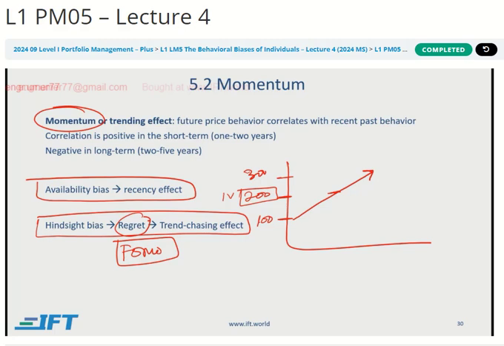And then what happens is that it comes back down, right? Maybe even develops a negative momentum and goes past the intrinsic value again. So these create inefficiencies in the market because it gets overvalued, which means the market price of the security becomes more than its intrinsic value, and then it gets undervalued as well. So this is called momentum or trending effect.